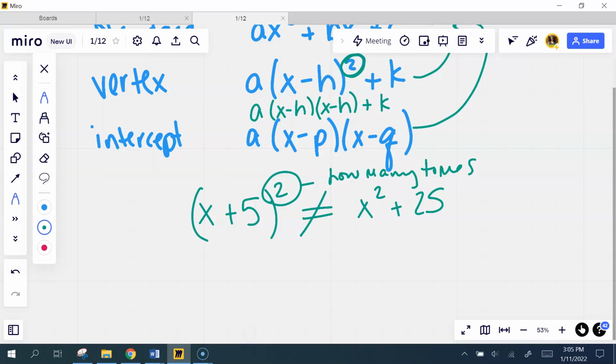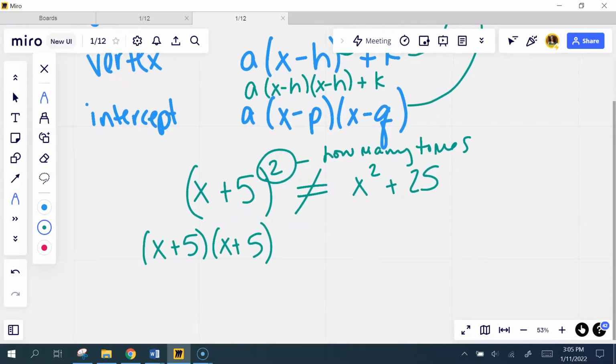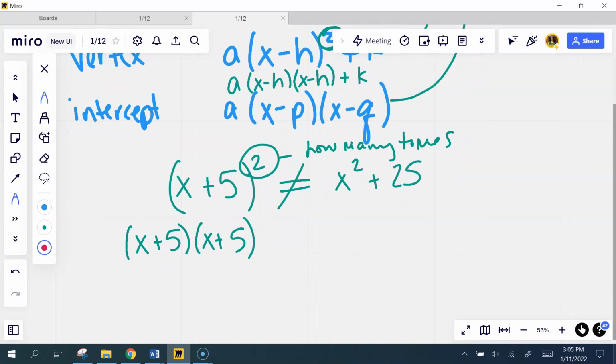And so this says, hey, multiply this two times. Well, okay. So x plus 5 times x plus 5. Okay, and then we're going to get into how we multiply this. So a lot of you learned FOIL. We're not going to say FOIL, we're just going to say distribute, because that's really what we're doing.